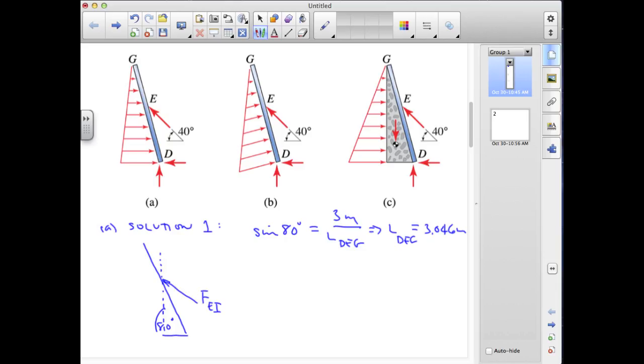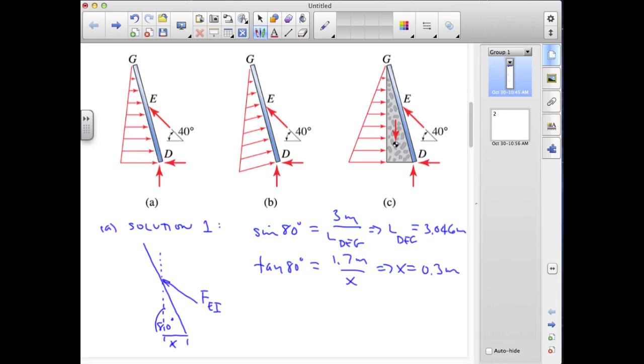It's also going to be the case that our force carried in member EI exists at a vertical elevation of 1.7 meters from ground, and so we're also going to need this distance x. We could say that tangent of 80 degrees is equal to that height at E, 1.7 meters, over x, and if we turn that around, x is equal to 0.3 meters.